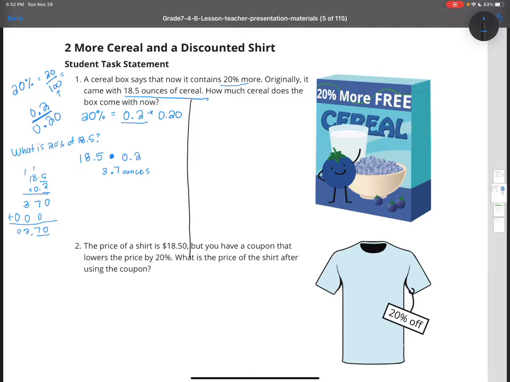But is this my final answer? Are they looking for, hey, what is 20% of 18.5? No, it's saying that it's 20% more. So if this is 20% more, what do I need to do with that 3.7 or that 3 7/10?